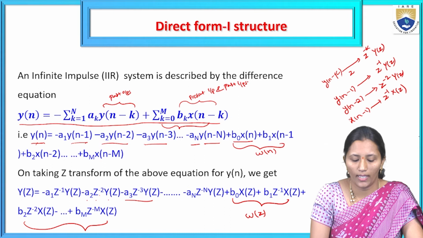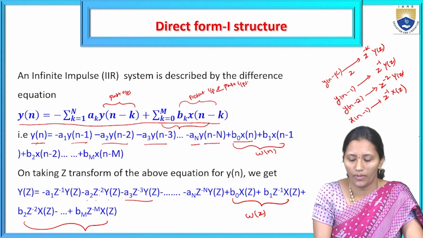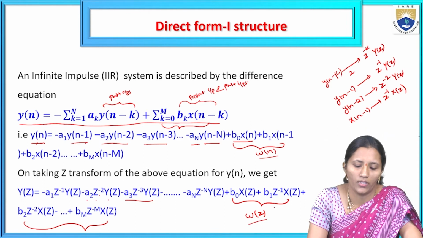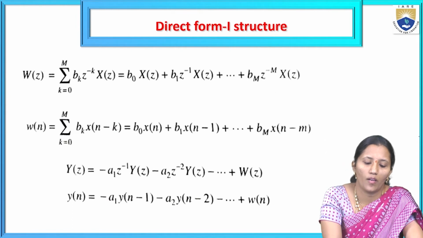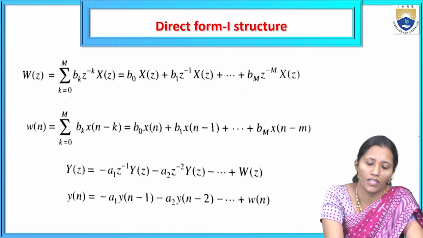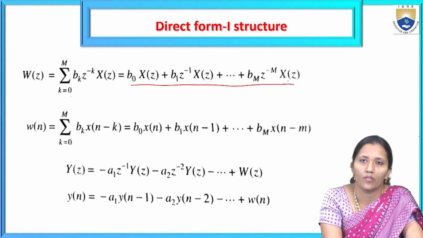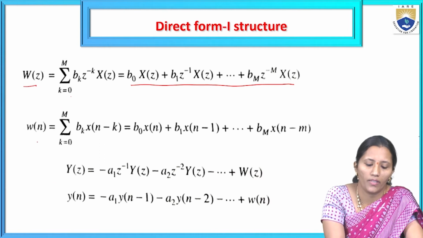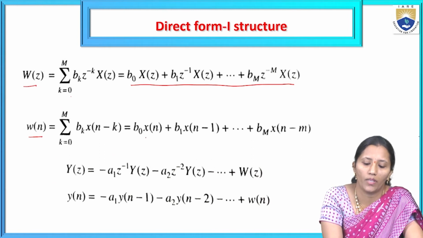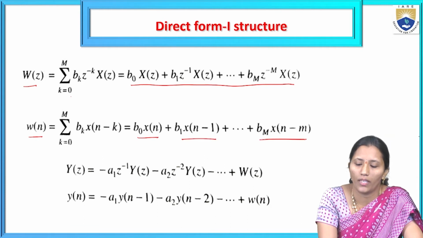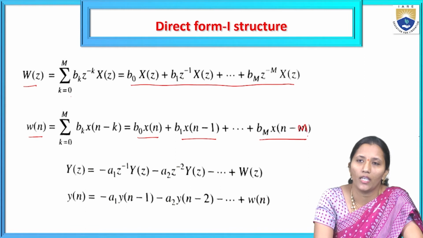So whatever the input terms, we are considering them as W of n in the difference equation, or W of z in the z transform of the difference equation. So here W of z is equal to sigma k equal to 0 to m of bk z power minus k X of z. These are the input terms, which we are considering as W of z. In the difference equation, W of n is b naught x of n plus b1 x of n minus 1 plus up to bm x of n minus m.